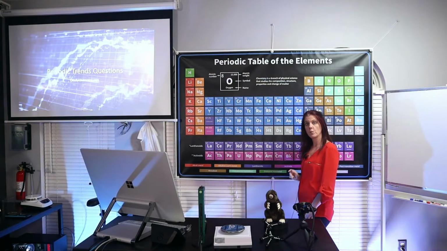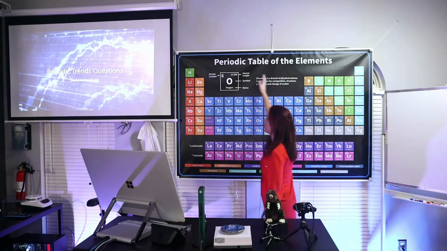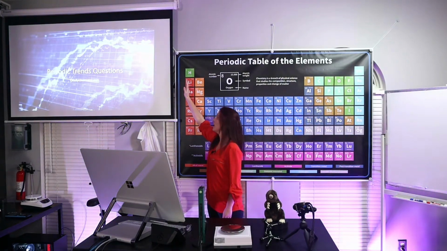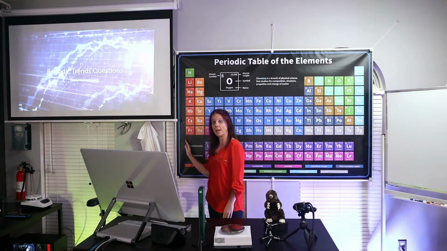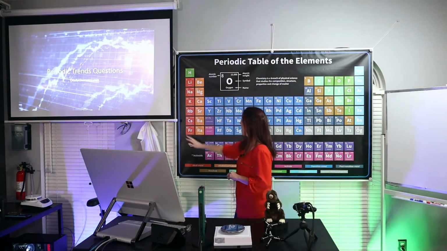The second one will be atomic radius. So atomic radius will increase as we move from right to left, and it will also increase moving down a group. Our third trend is electronegativity.